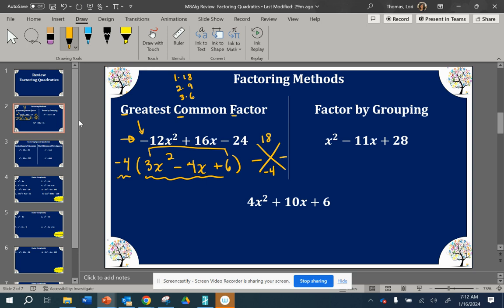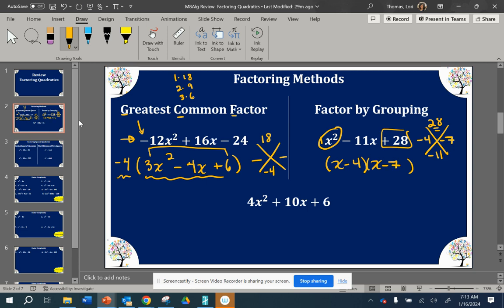Example number 2, we have a leading coefficient of 1. Let's see if we can factor this into binomials. So 1 times 28, and then our b value is negative 11. Since a is 1, we know this is going to factor quickly. So we are going to factor x squared into x and x. We can factor our 28 value into negative 4 and negative 7. And so we have x minus 4 and x minus 7, or the other way around, and we are finished.